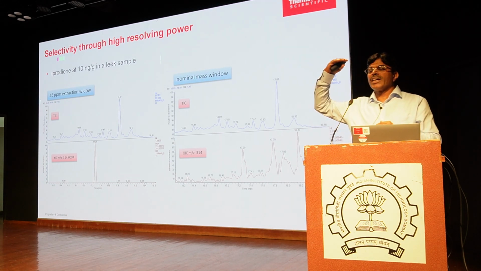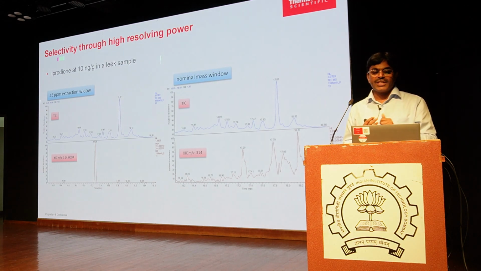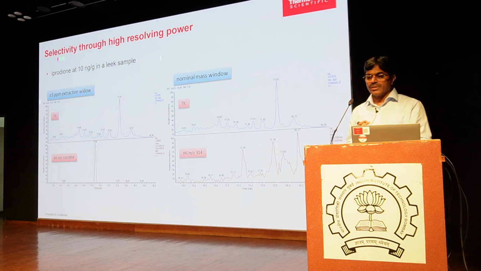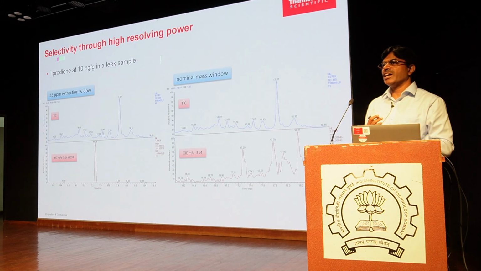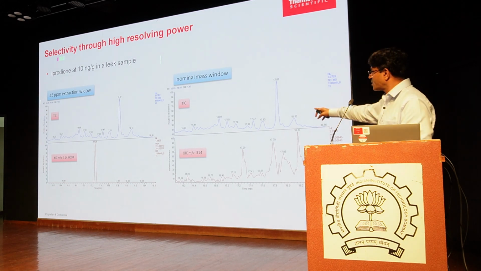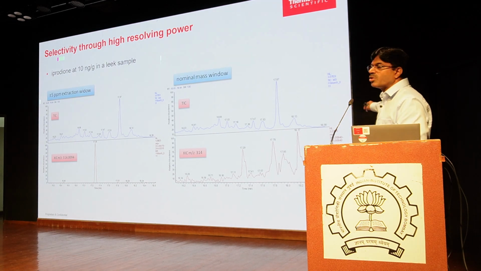The top chromatogram is the total ion chromatogram. I'm looking for iprodione, which is at 10 parts per billion in a leek sample, which is a vegetable. Its unique ion of iprodione is 340, so I extract 340, the extracted ion chromatogram. I see a lot of humps.